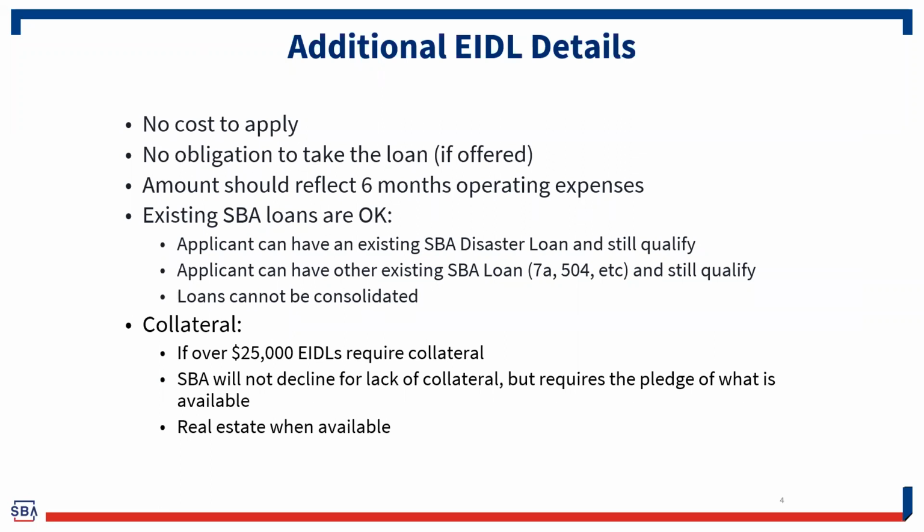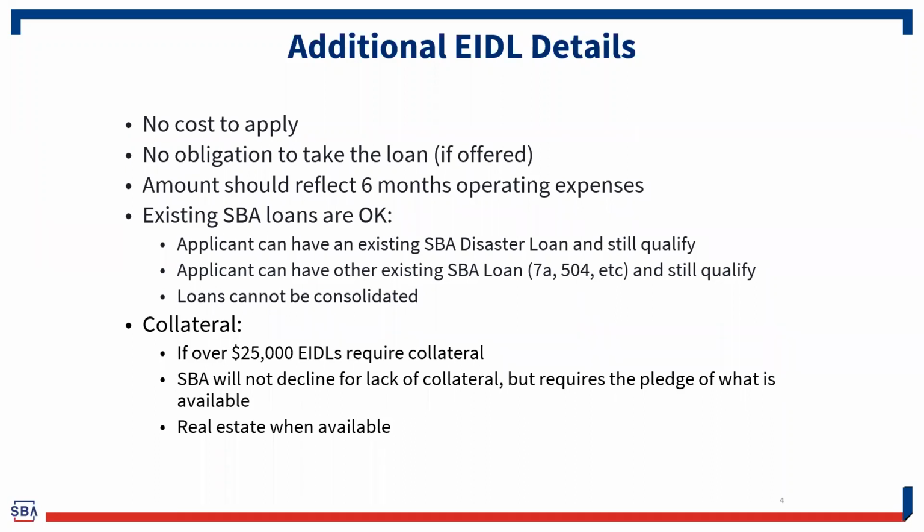Generally speaking, this is going to reflect 6 months of operating expenses. So you know your business. What does it cost you to operate for a month? Let's just say that's $1,000 to make the math easy. By the way, I'm a music major, so I need easy math. 6 months operating expenses in that case is $6,000. So that's how much you would expect the loan to be for.